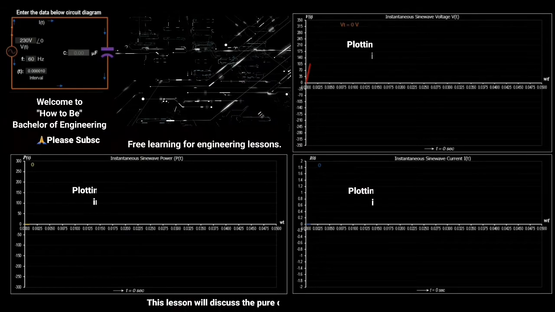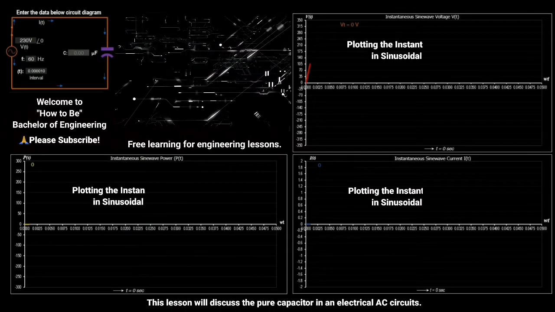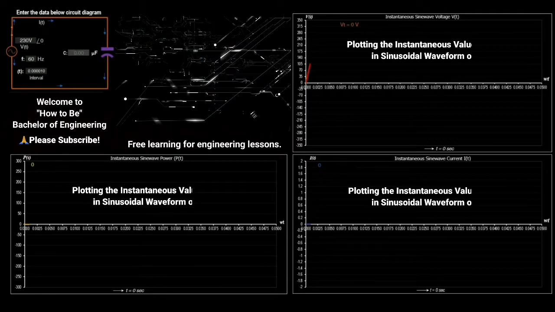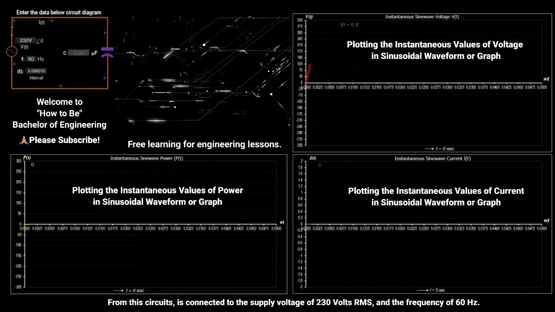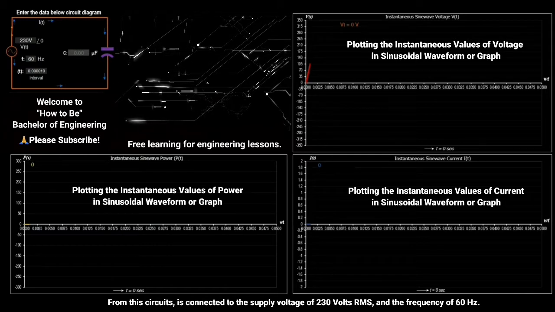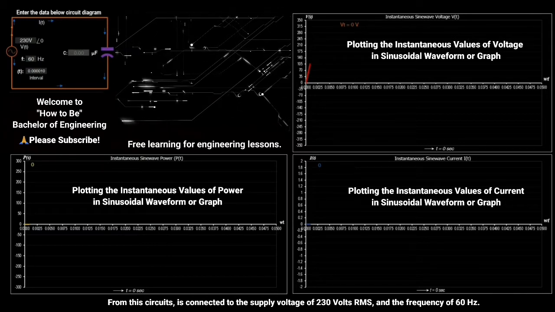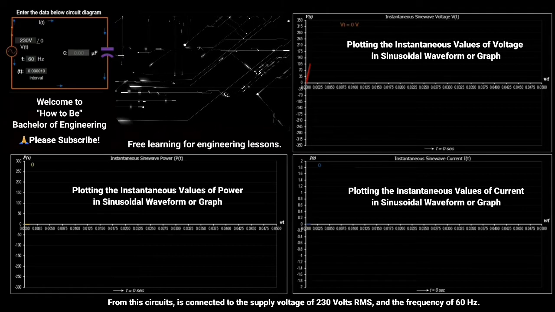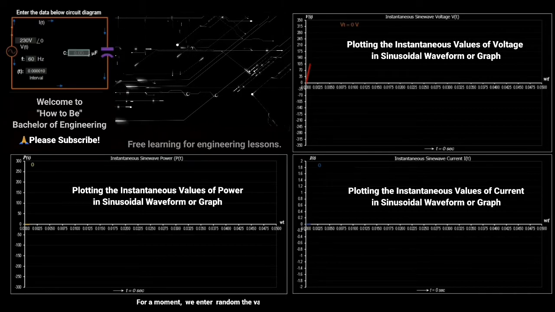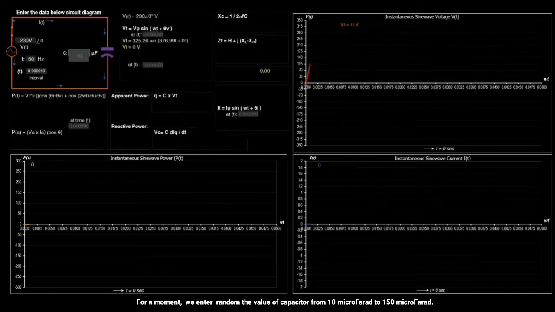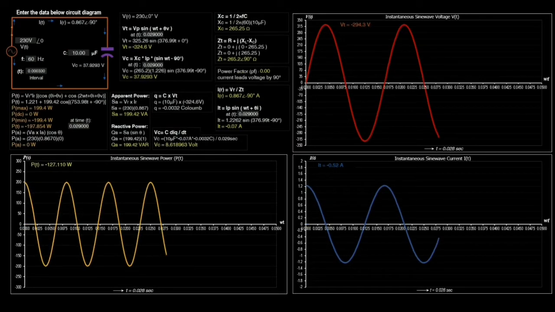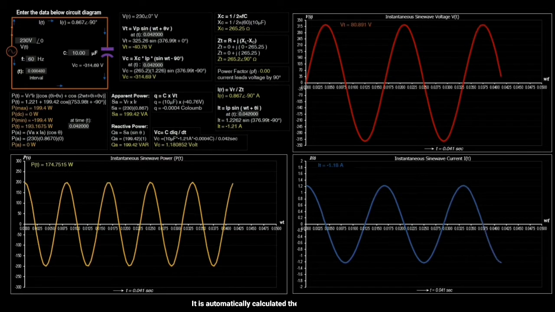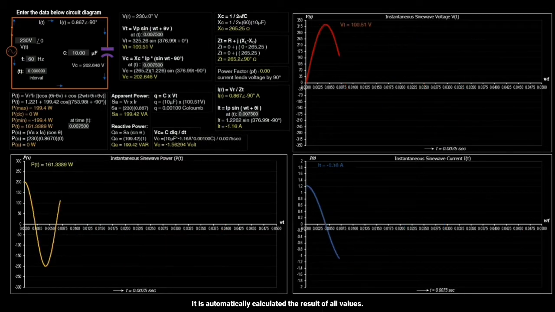This lesson will discuss the pure capacitor in an electrical AC circuit. The circuit is connected to a supply voltage of 230 volts root mean square, and the frequency is set to 60 Hz. For a moment, we enter a random value of capacitor, from 10 microfarad to 150 microfarad. It automatically calculates the result of all values.